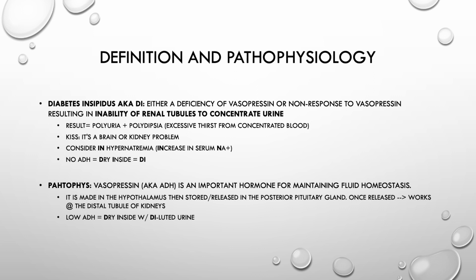So we're flowing like a river, y'all. We have polyuria and polydipsia because what does our body tell us to do? Drink more water if it feels dehydrated, okay? We have excessive thirst because our blood is concentrated. We are dry inside, DI. So keeping it simple, it is a brain or a kidney problem.